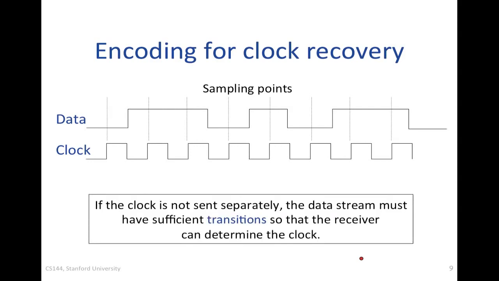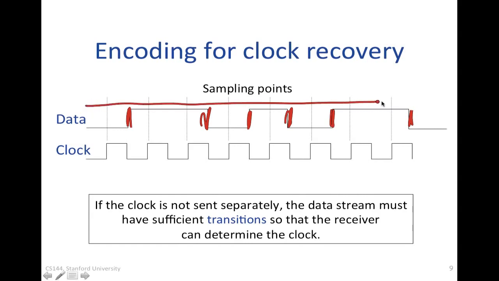But if the clock is not sent separately, the data stream must have sufficient transitions in it. We must make sure that there are enough transitions in order for the receiver to be able to determine the clock at the other end. Now you might be looking at this and saying, what if I was to send a stream of all ones, so that this actually was like this? It would have no transitions in it at all, and so the receiver wouldn't be able to determine what the clock is. So we need to prevent that from happening.